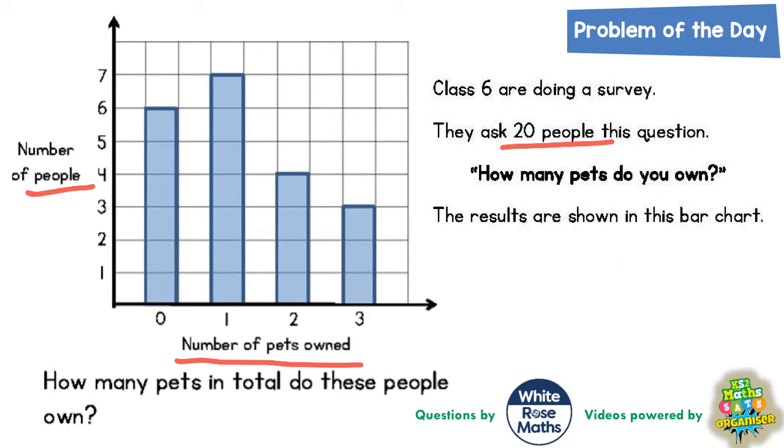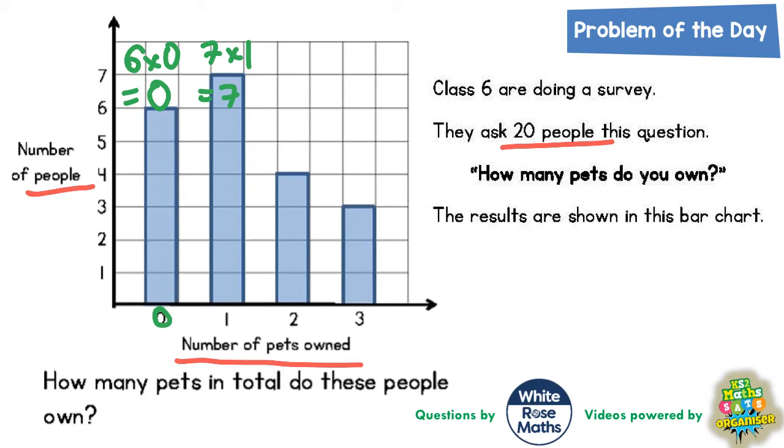The bar that's on 0 pets means that 6 people have no pets. So that's 6 lots of 0 pets. Well, 6 lots of no pets would be no pets. The next bar is 7 people have 1 pet. So that's 7 lots of 1. Well, 7 lots of 1 pet is 7 pets.